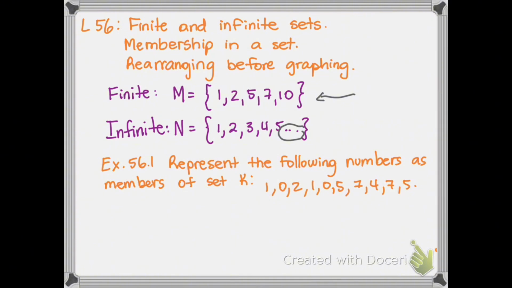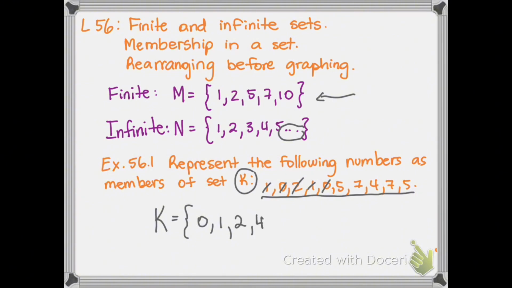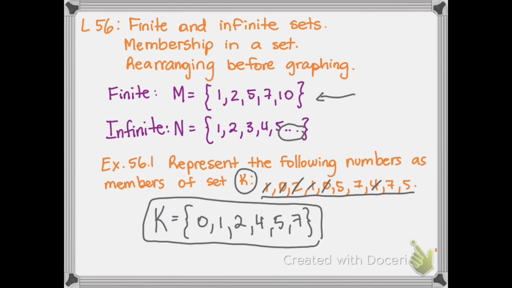In example 56, we have to represent these numbers as members of the set, and they give us the name of the set is K. Now to give the name of a set, we always use a capital letter, and then we also use the braces, and we're only going to put each member one time. So we have 0, and even though we have it 2 times, we write it once. Then we have 1, then we have 2, then we have 4, 5, and 7. And that is our answer.